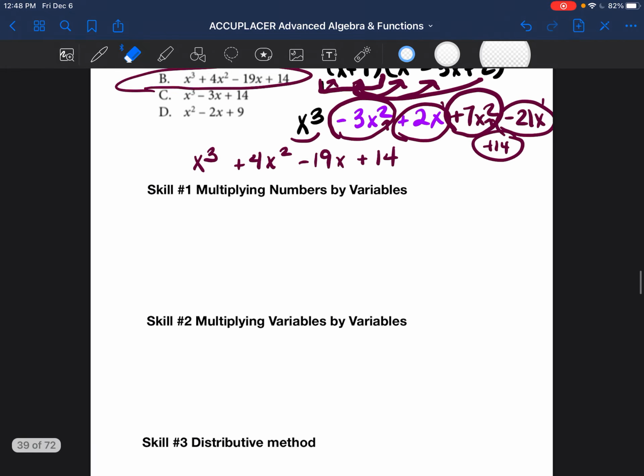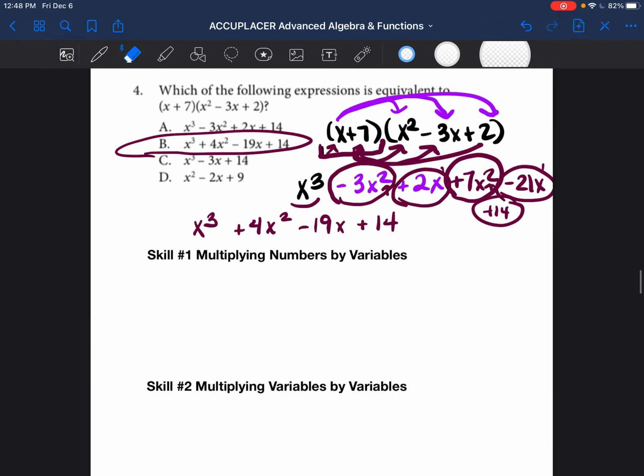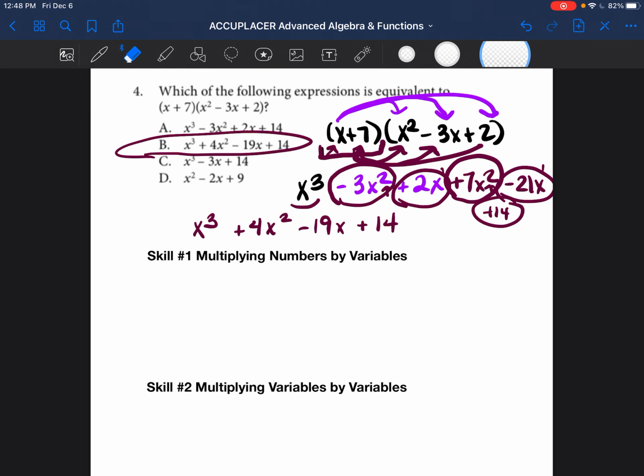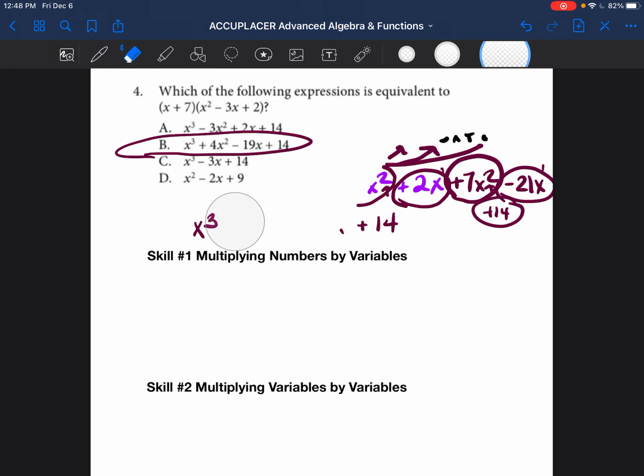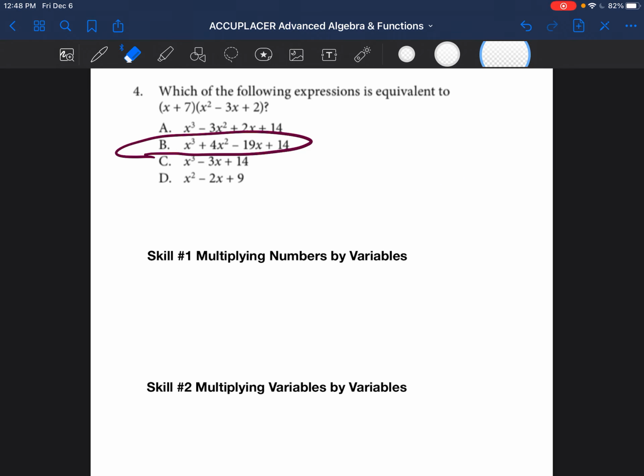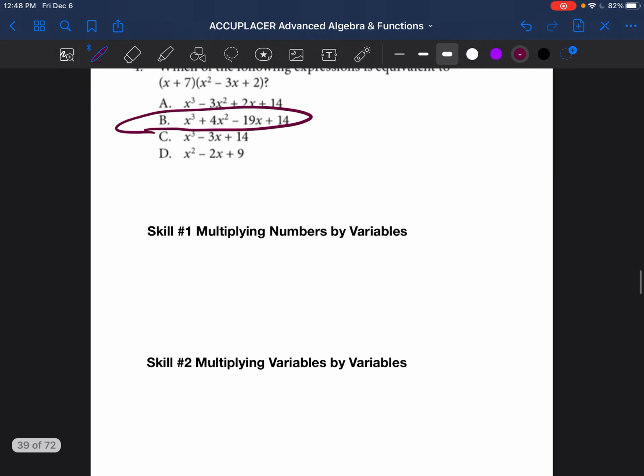So if you feel like you were struggling to keep up with me, that's okay, because I'm going to show you each one of the skills, and then we're going to do another problem that's similar. Okay, multiplying numbers by variables. So do you remember when I was multiplying 7 times x squared? How did I do that?